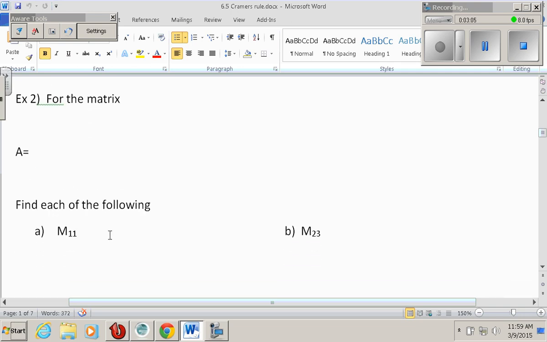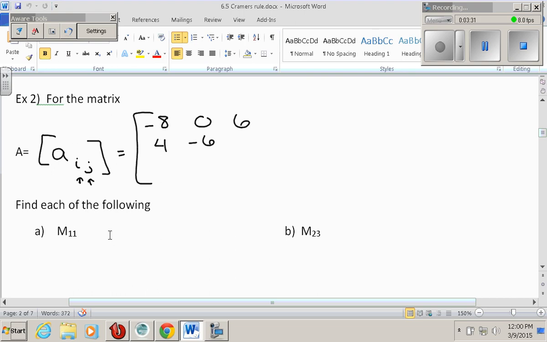All right, so for the matrix A, and it's a sub i, j. So notice that i and j are two different things. When we put them together, it's going to look like two numbers together, but it's two separate numbers and not one number. So you'll see what I mean in just a moment. So first column, negative 8, 0, 6. Second column, 4, negative 6, 7. Third column, negative 1, negative 3, 5. That's our 3 by 3 matrix.